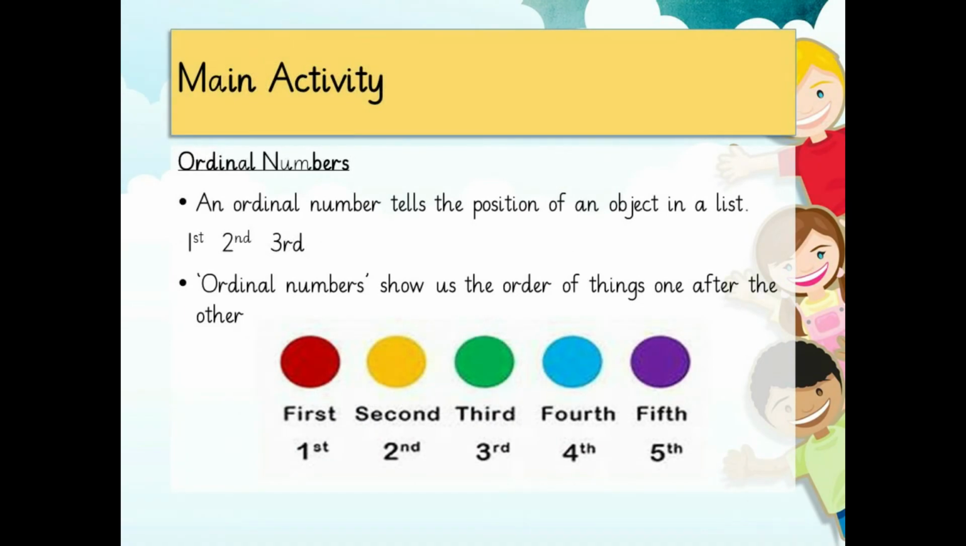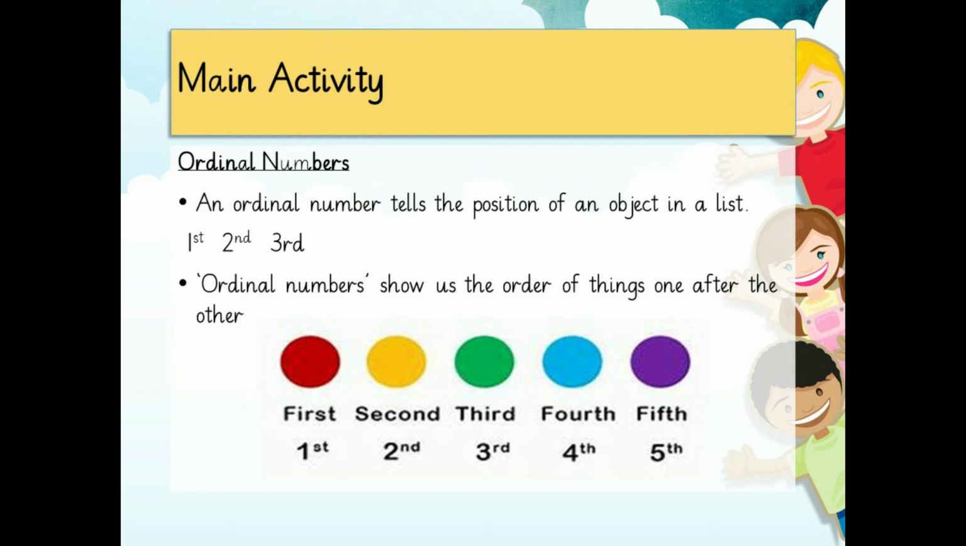Coming towards the next part of the lesson, main activity. Within this part, we will discuss in detail about ordinal numbers. An ordinal number tells the position of an object in a list, like first, second, third. We have discussed it in mental starter as well with the help of an activity. Ordinal numbers show us the order of things one after the other.